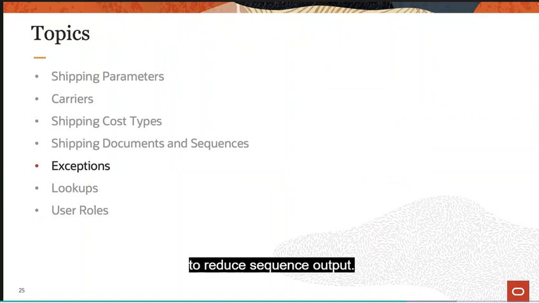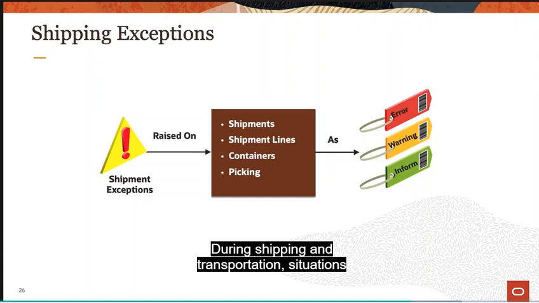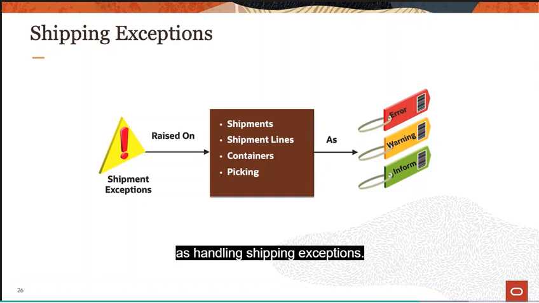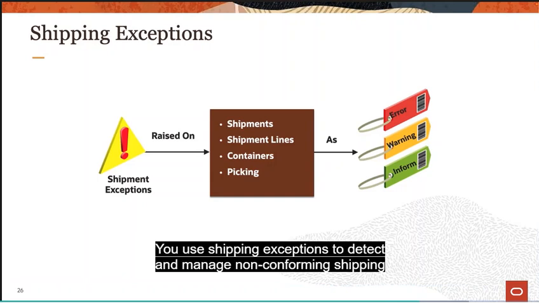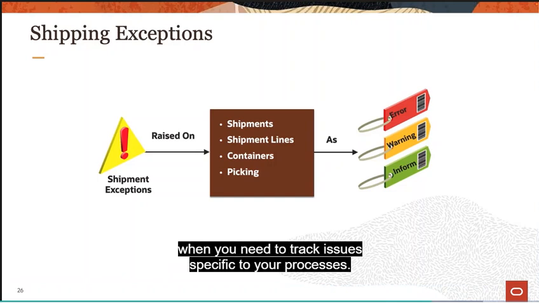Our next topic is exceptions. During shipping and transportation, situations can come up where a shipment doesn't meet the requirements of your business, a carrier, or customer. These situations are called shipping exceptions, and the activity of resolving them is referred to as handling shipping exceptions. You use shipping exceptions to detect and manage non-conforming shipping activities before they impact execution or customer commitments. Oracle provides some seeded exceptions out of the box, and you can also create your own manual exceptions when you need to track issues specific to your processes.